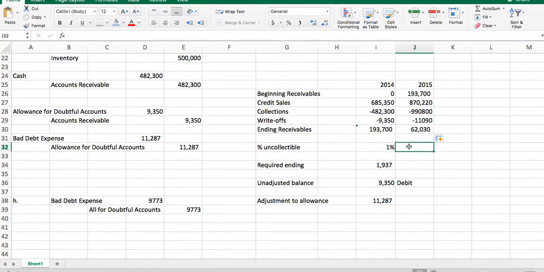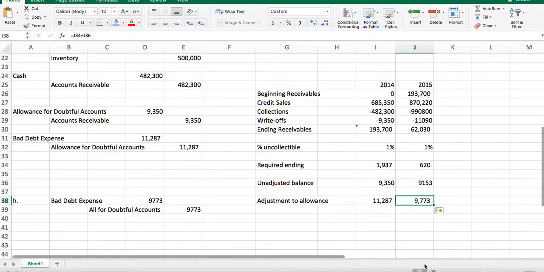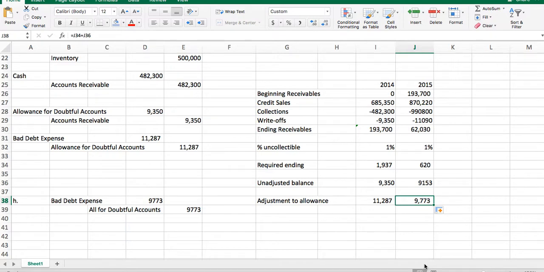And then our percent uncollectible is the same. So we'll go ahead and carry that over. Now, something interesting in Excel, sometimes it will increase that. This one didn't, so that's good. So 620. Our unadjusted balance is 9,153. And so our journal entry would be for 9,773. So that's how that works in 7.4b.